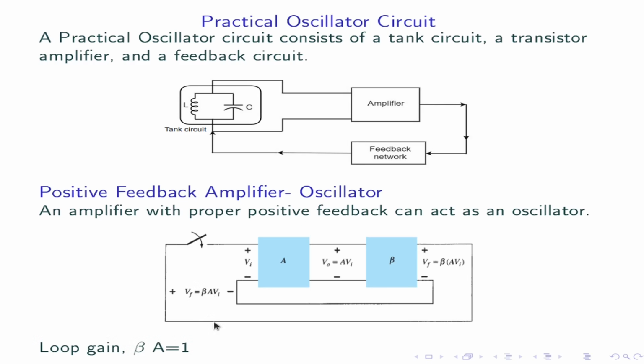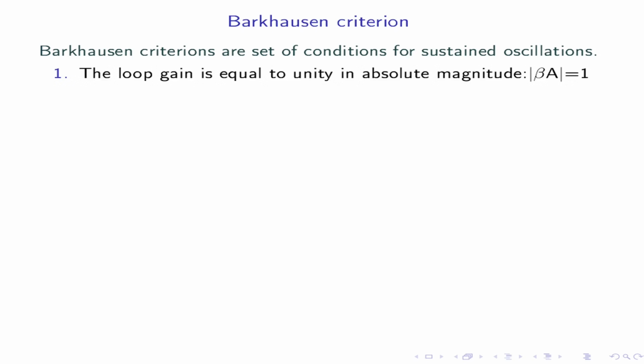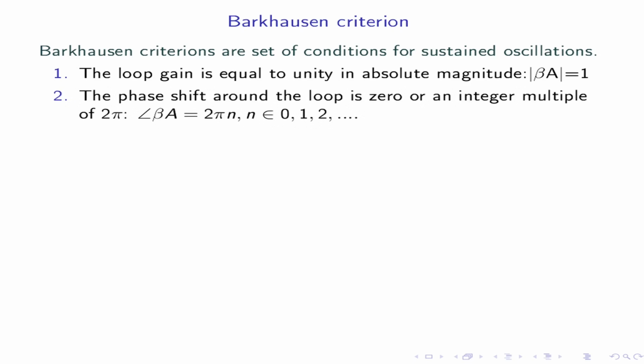For that, beta A equals 1. Beta A is known as loop gain. Barkhausen criteria are a set of conditions for sustained oscillations. The loop gain is equal to unity in absolute magnitude, that is, modulus of beta A equals 1. The phase shift around the loop is 0 or an integer multiple of 2 pi, that is, phase shift of beta A is equal to 2 pi n, where n is 0, 1, 2, etc.